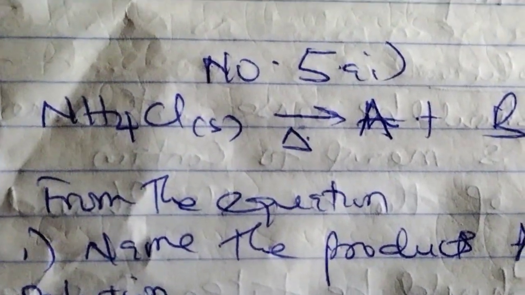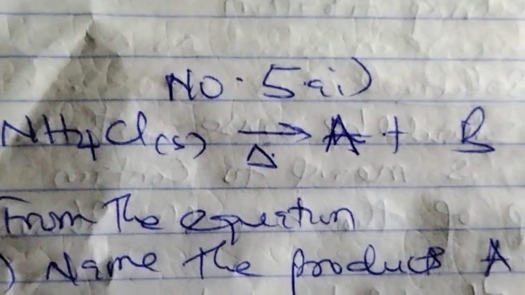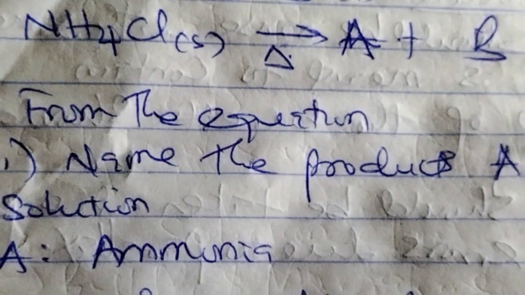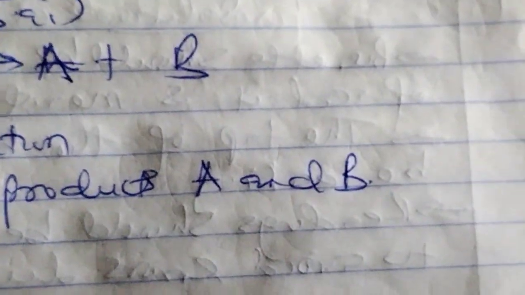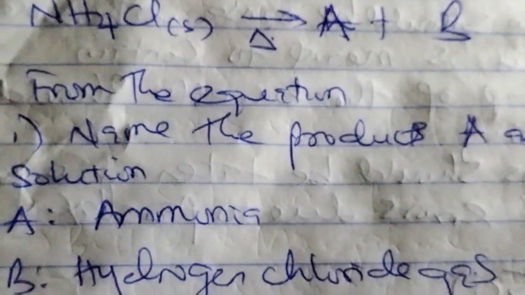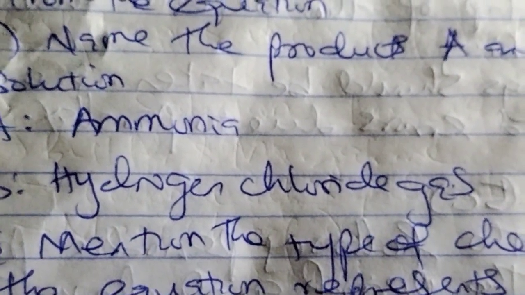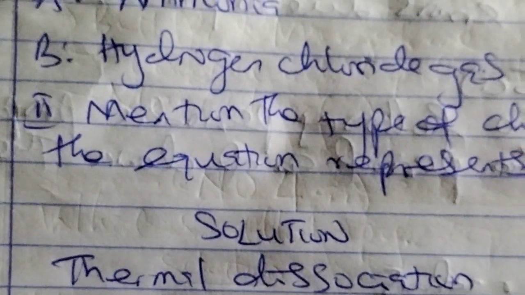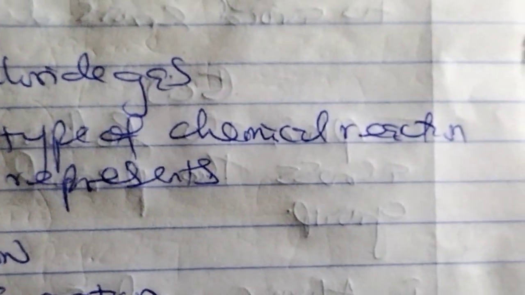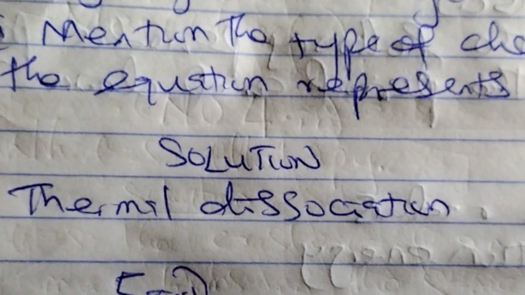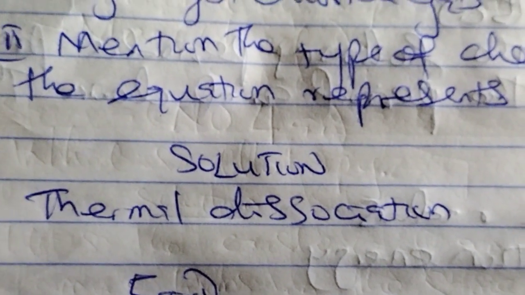We have that equation, ammonium chloride decomposing into A plus B. From the equation, we ask, name the products A and B. Solution: A is ammonia, and B is hydrogen chloride gas. Then II says, mention the type of chemical reaction the equation represents. Solution: thermal dissociation reaction.